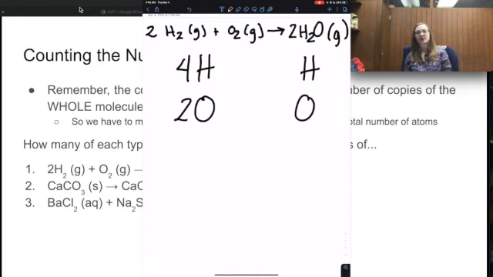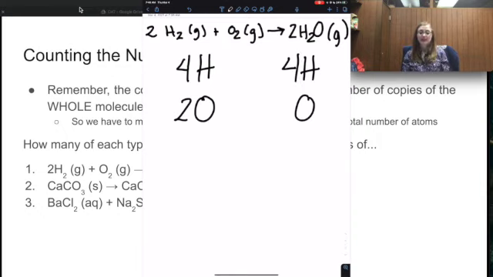Now let's do the products. If I'm looking at the products, I have two water molecules as my product. If I want to know how many hydrogens I have, I have to think it through. If I have two water molecules, I have two hydrogens in each water molecule. So I'm getting two hydrogen atoms from each water molecule I have. Therefore, if I have two hydrogen atoms in each molecule, and I have two molecules, I have four hydrogen atoms.